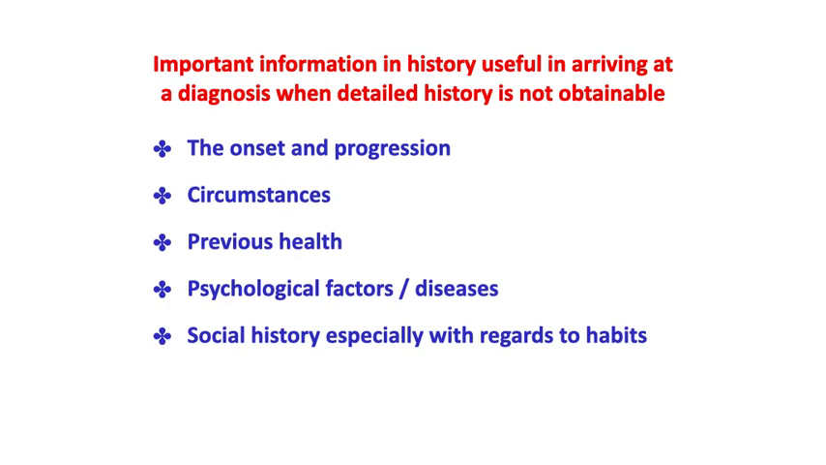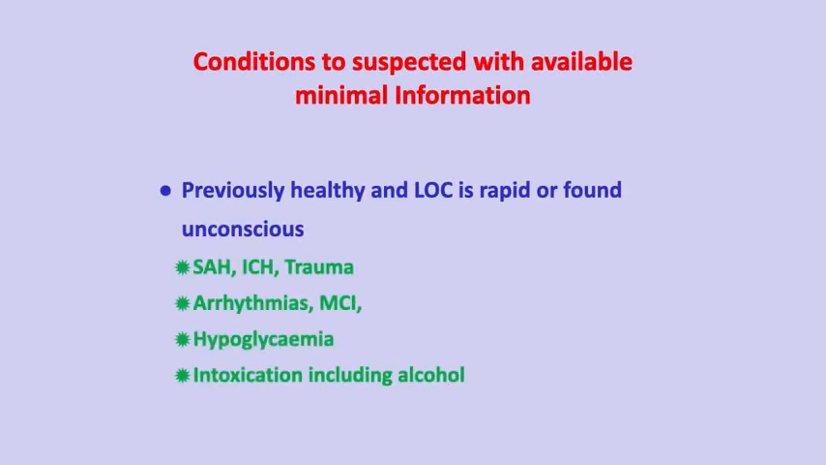Now, if we have very minimal information, there are still possibilities of suspecting different illnesses. If a detailed history is not available, but the onset and progression are known, that will also be useful. The circumstances, previous health, psychological factors or disorders, and social history, especially with regard to their habits, may be useful in thinking of a differential diagnosis. Now we'll take some of those circumstances.